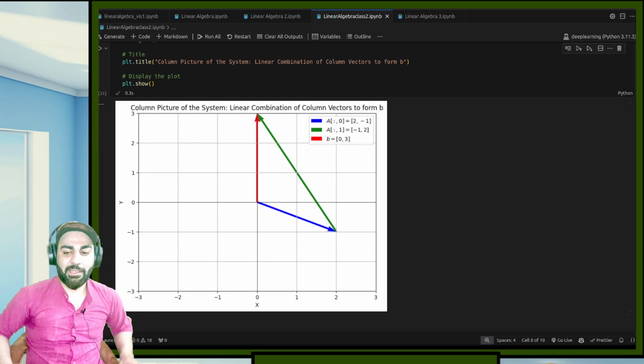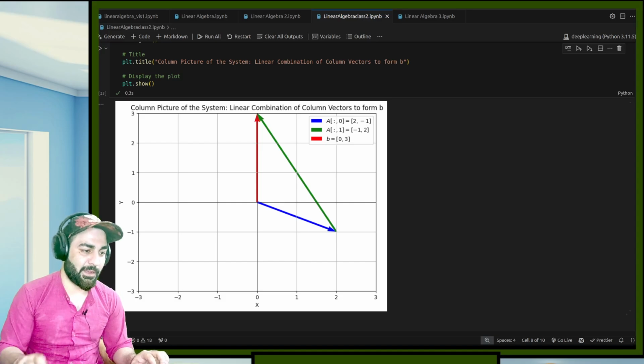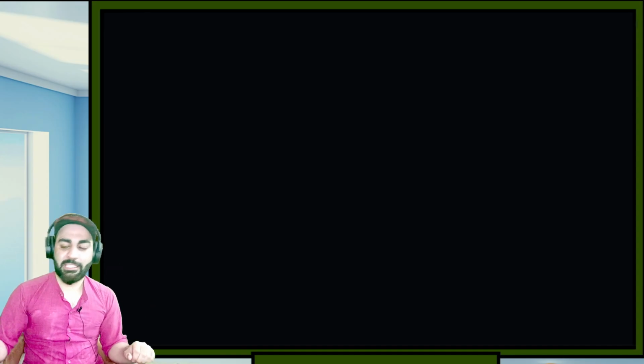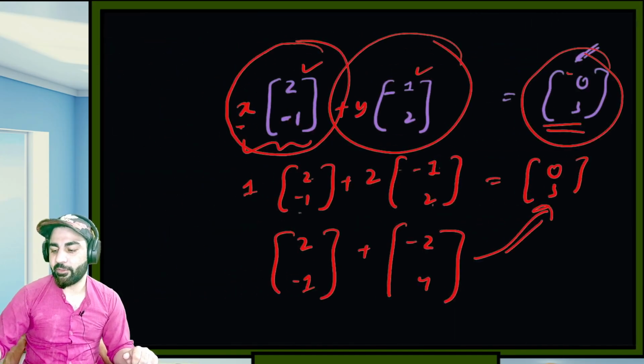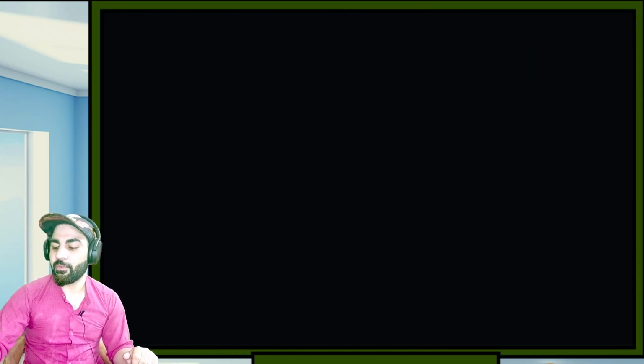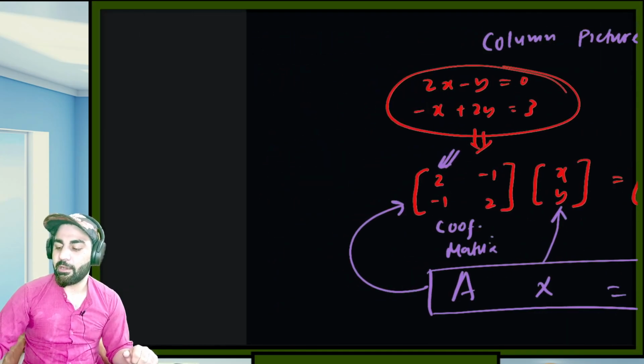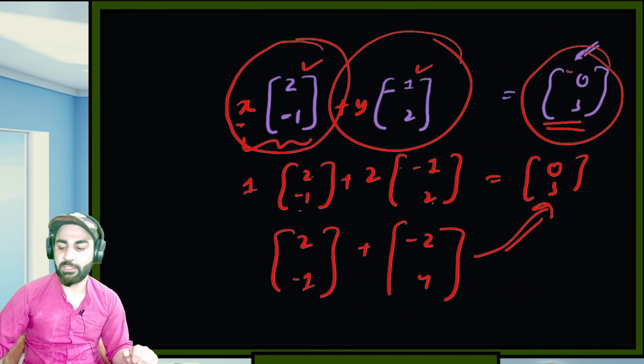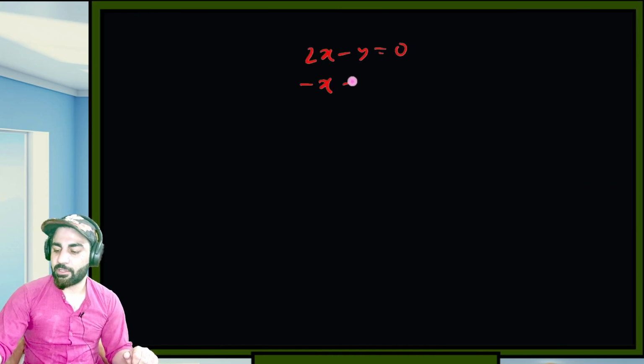So what I was saying in the column picture, let me again without this code. We have 2 ways to look at this equation. The equation that we had was: 2x minus y is equal to 0, and the other equation was minus x plus 2y is equal to 3.